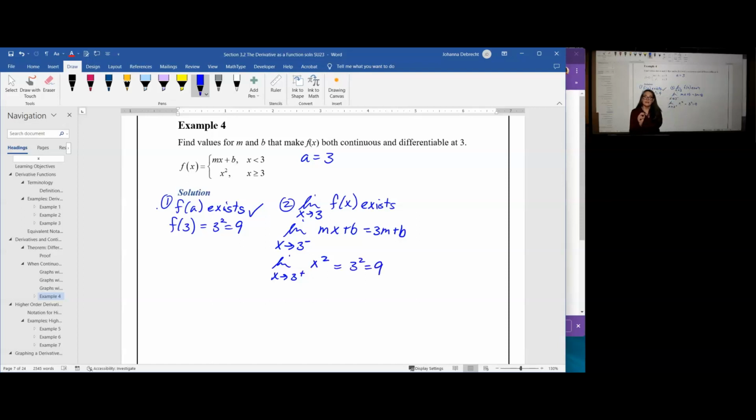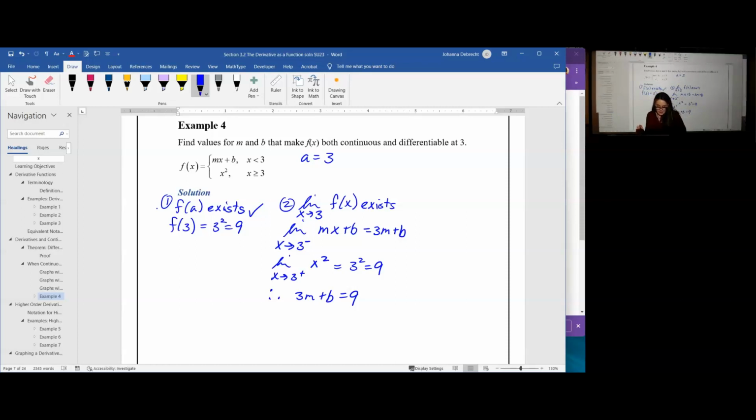In order to have a two-sided limit, this means, therefore, and I'm using that special notation, that 3m plus b must equal 9. Now, that's only one equation, so it does not give me enough information to solve for m and b. I need at least 2 equations for each of the 2 variables. What about the third part?